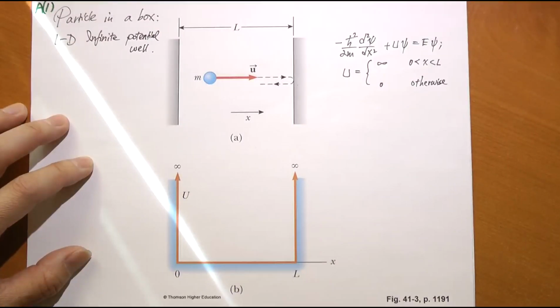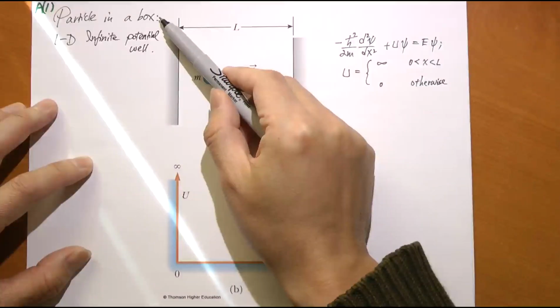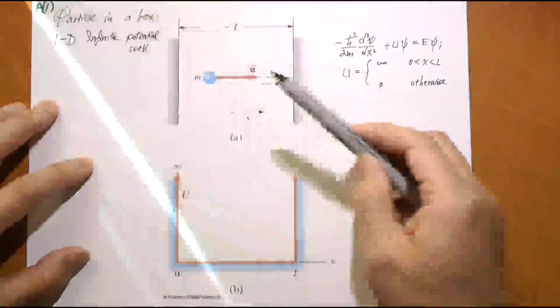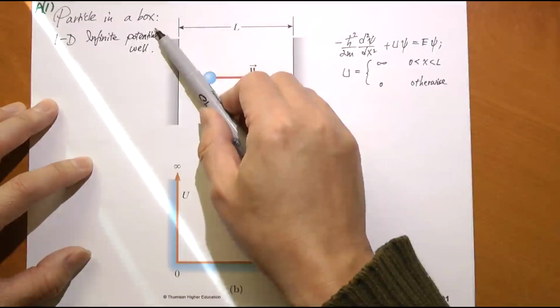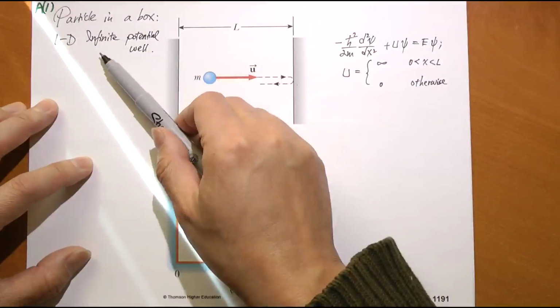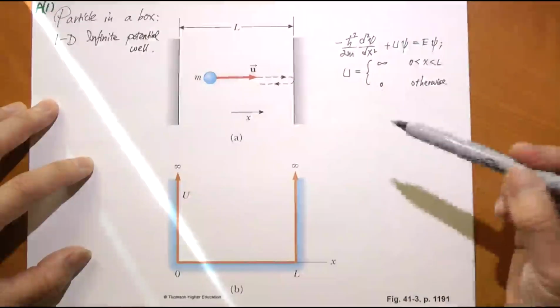Our first example is really a simple case. It's called a particle in a box. This is our first example of a bound state, A1. It is otherwise known as the one-dimensional infinite potential well, or one-dimensional infinite square well.